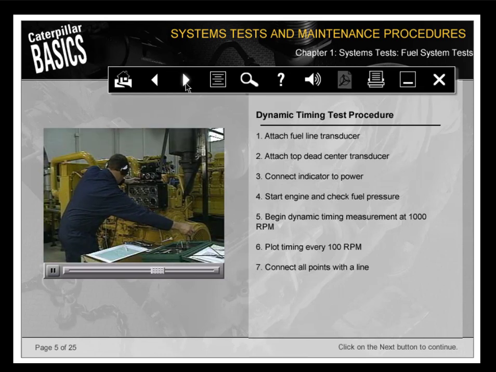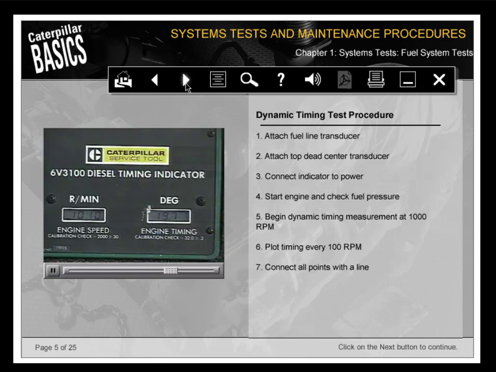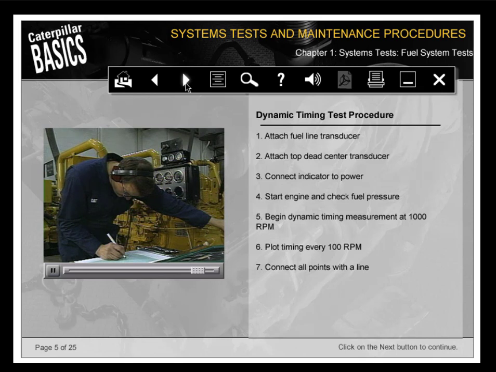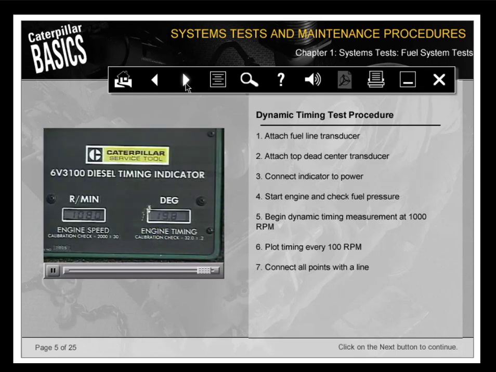Begin dynamic timing measurement at 1000 RPM. Plot timing every 100 RPM up through maximum range. Plot timing every 100 RPM from maximum engine speed down to 1000 RPM. Connect all points with a line.